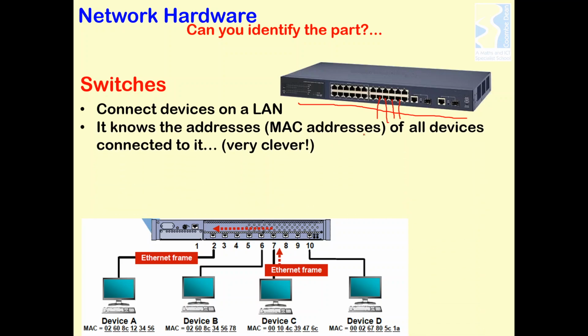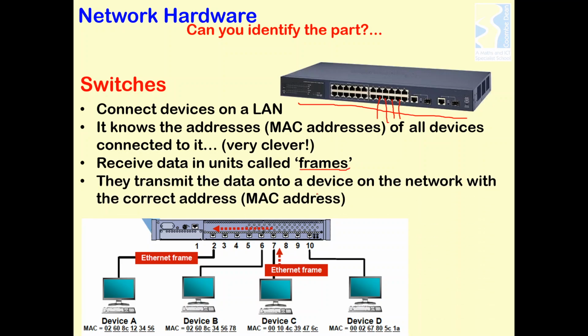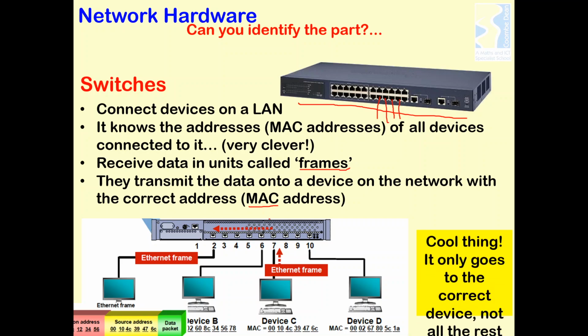The switch knows the MAC address of all the devices connected. It's very clever. It knows the addresses, a bit like a post office sorting office. It receives data in something called frames, little chunks called frames, and then transmits the data to the correct MAC address, or correct device. So not everyone gets the data, only the correct device. Data goes through the wires to the switch. It reads the data and then sends it on to the correct device using the MAC address.